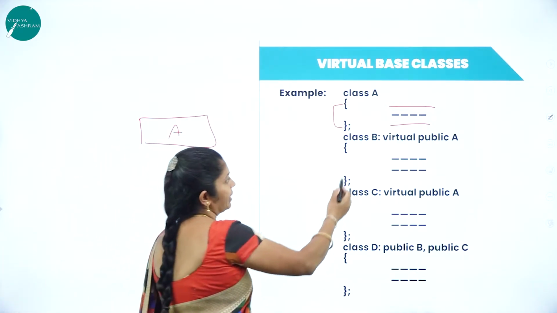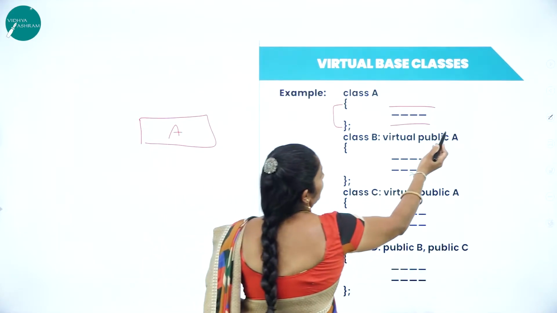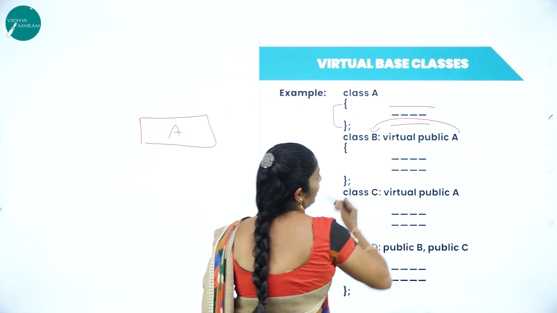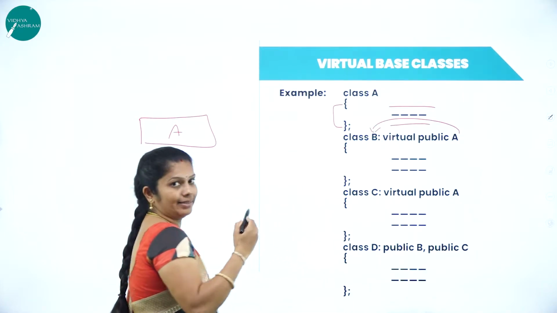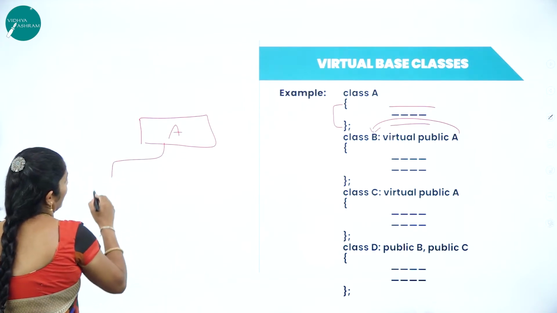From this, I am creating one more class, that is class B. This will take the properties of class A. That means here inheritance will work. That means now we are creating one more class, call it B.